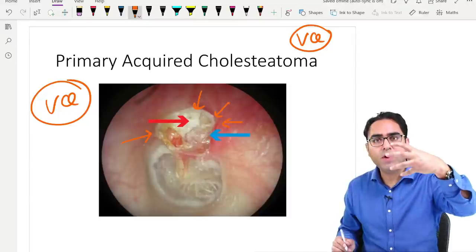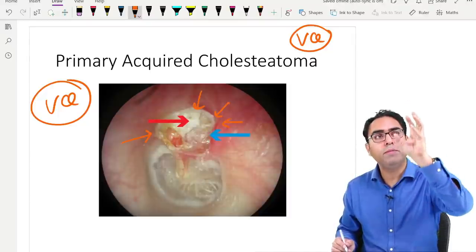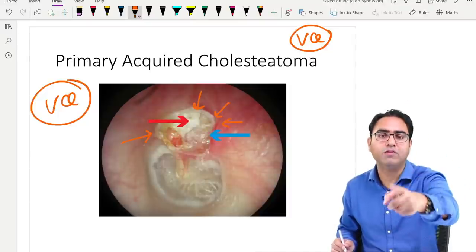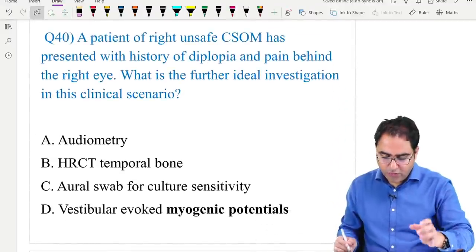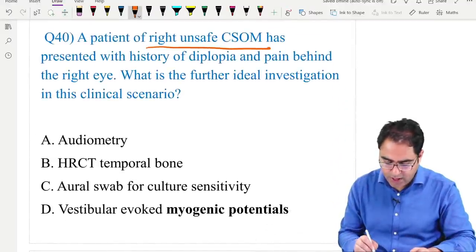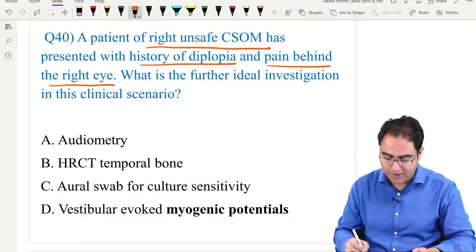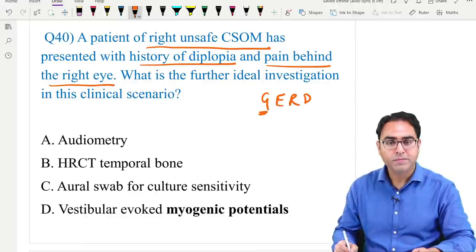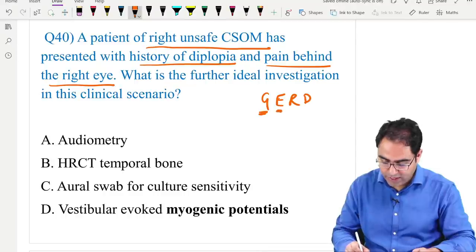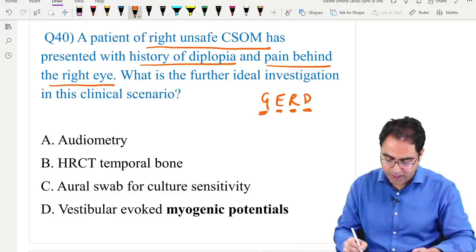If I see pearly white cholesteatoma in the upper part of the tympanic membrane, I'll mark it primary acquired cholesteatoma. Very good. Next one. Patient of right unsafe CSOM, cholesteatoma, has presented with history of diplopia and pain behind the right eye. This is GERD, Gradenigo syndrome, seen in petrositis: ear discharge, retroorbital pain, diplopia.